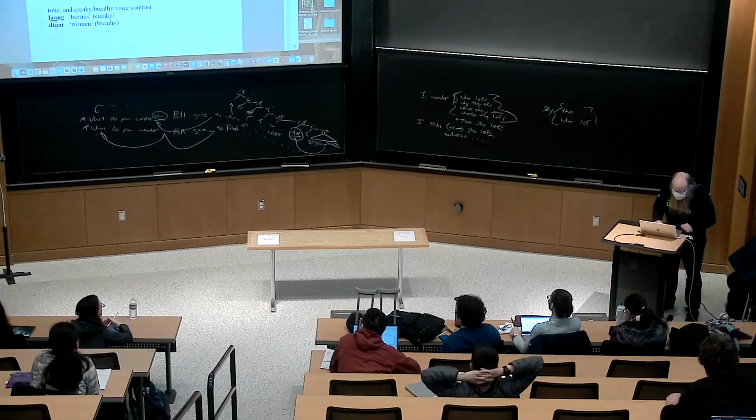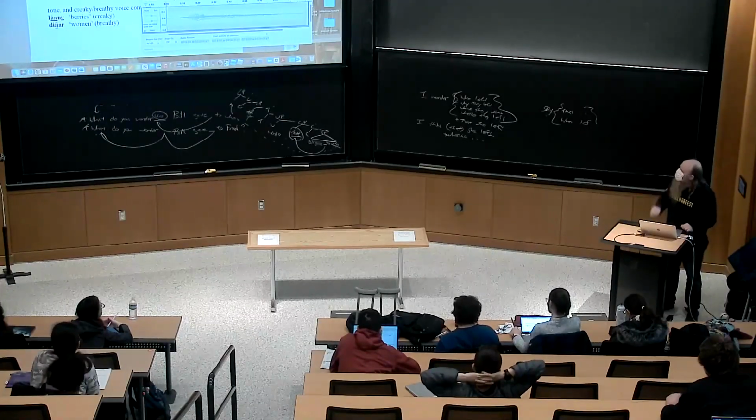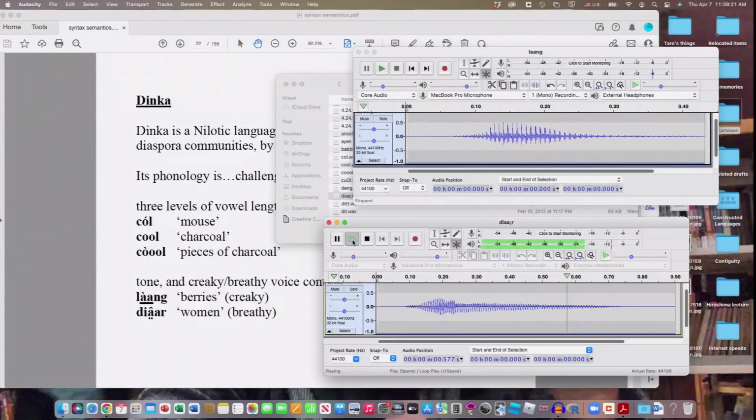Different dialects of Dinka have different numbers of voice qualities, but in this dialect there are two. There's creaky voice, where your vocal cords are under a lot of tension, I guess, as you're speaking. Lang, that's the word for berries. Here's the word for women, diar, where the voice is breathy.